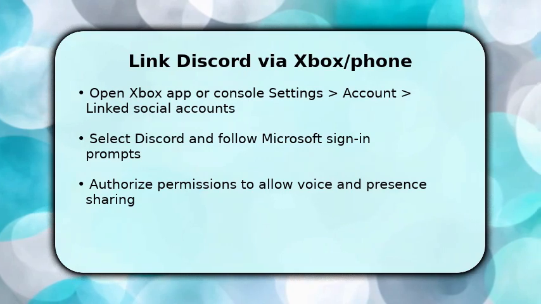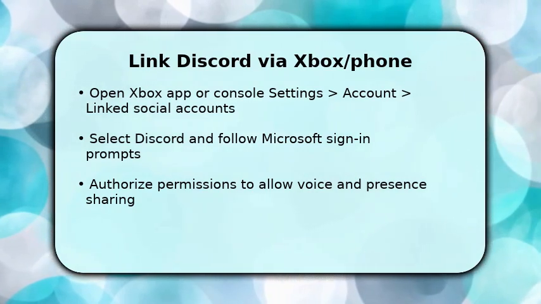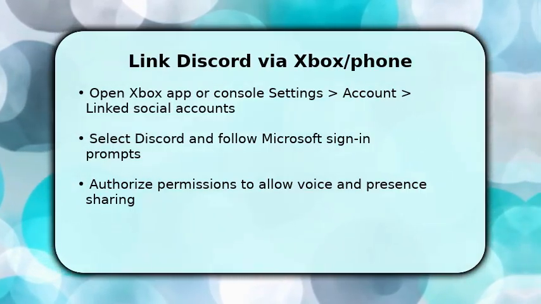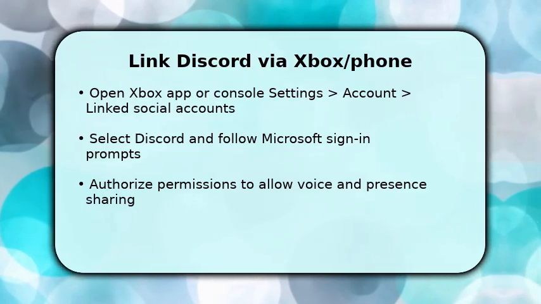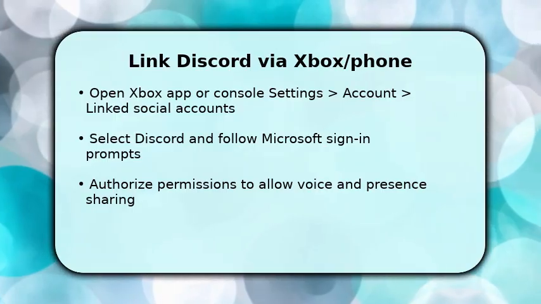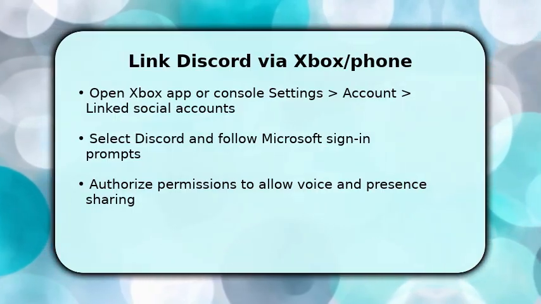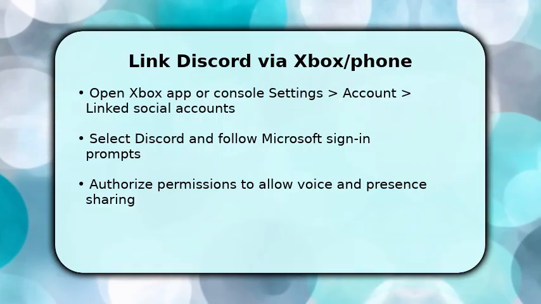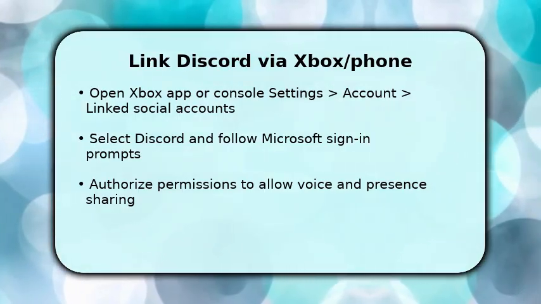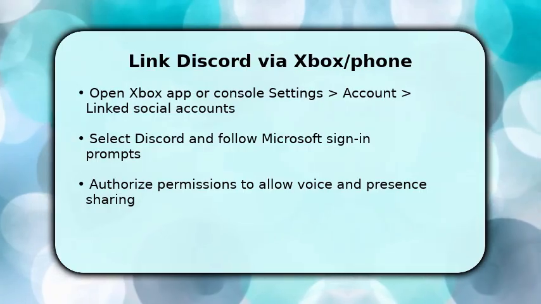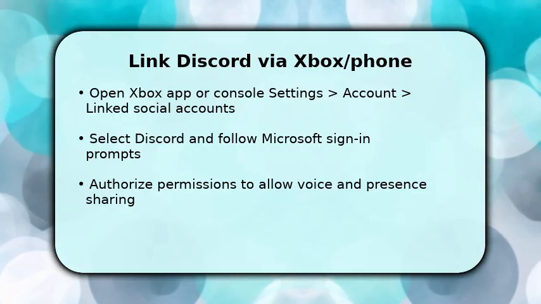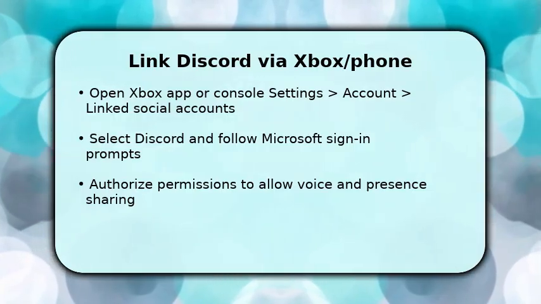Next, link Discord through the Xbox app or directly on the console. From the Xbox mobile app or console settings, choose Linked Social Accounts, pick Discord, and follow the Microsoft sign-in flow to authorize the connection. You'll grant permissions for voice, presence, and friends list syncing. Make sure to read them so you know what's shared. Once authorized, the systems exchange tokens, and your Discord account will show as linked. This lets you join voice channels using Xbox parties or the Xbox controller workflow.